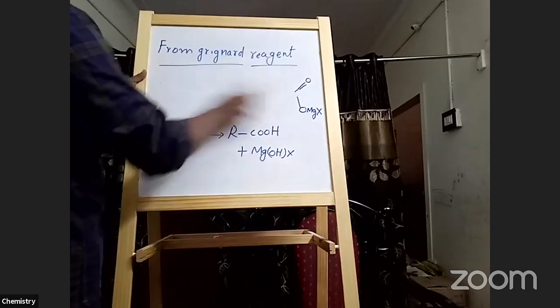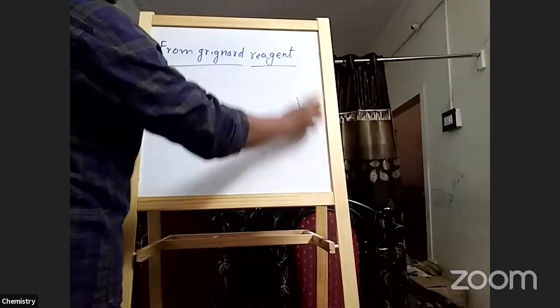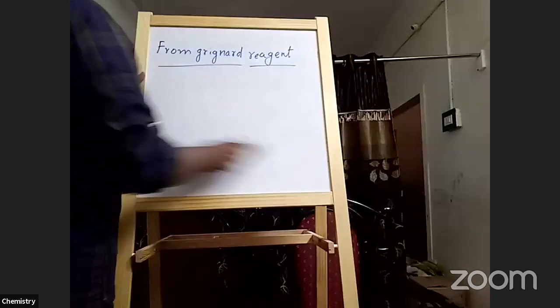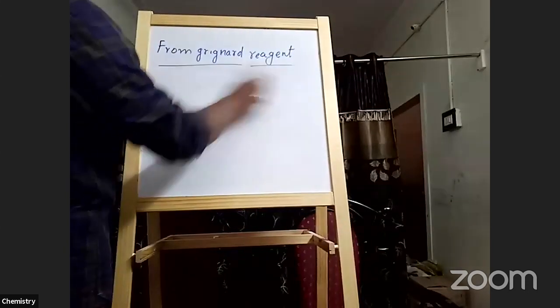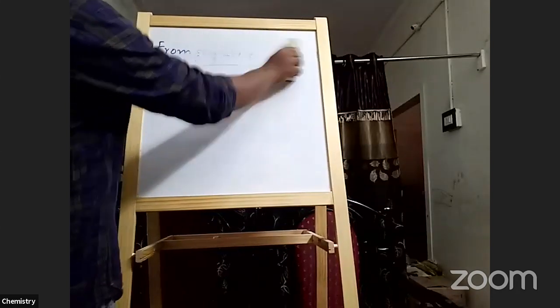Next, from acid chlorides and anhydrides. Preparation of carboxylic acids from acid chlorides, also called acyl chlorides, and anhydrides.